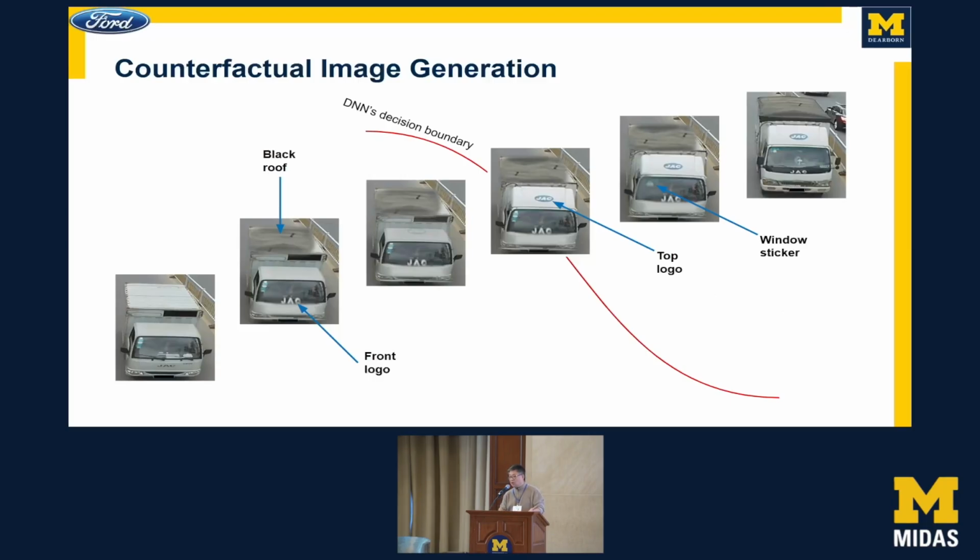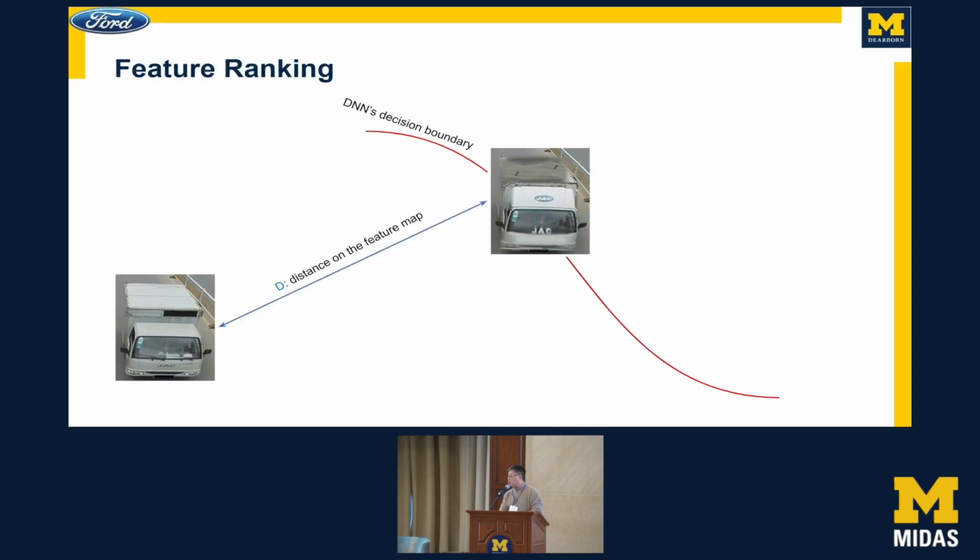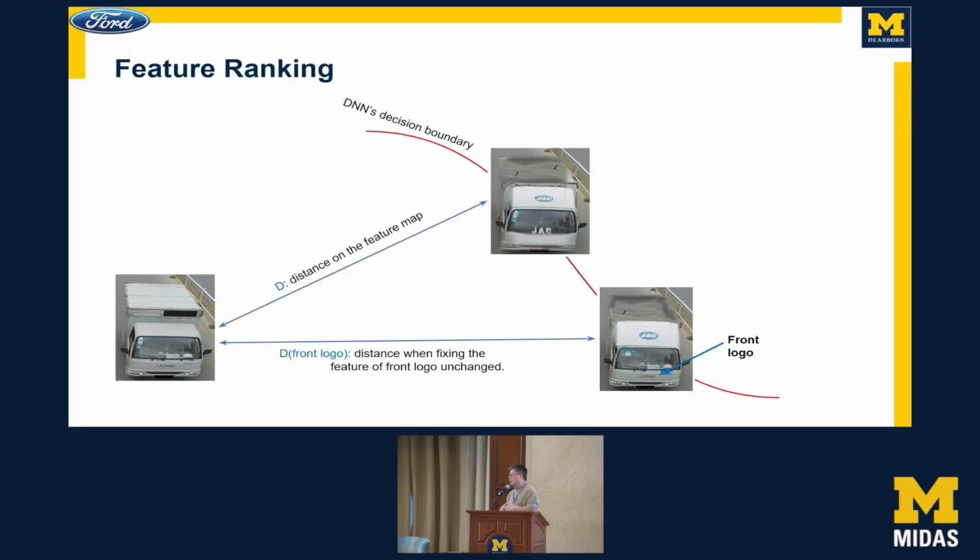Say you know what critical features they are. Now we want to understand how critical they are. So, for example, first I allow all the features to change. I move to the boundary, and now I know the distance between these changes. Then I want to know how important a single feature is. Use this front logo. I don't want this feature changed. I can allow other features to change. Then I move to the boundary.